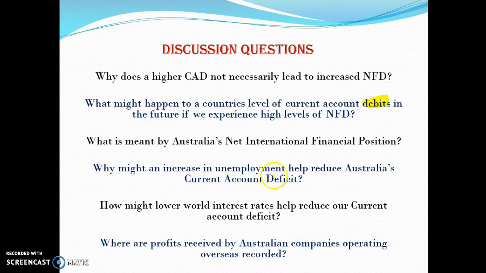Why might an increase in the unemployment rate help reduce Australia's current account deficit? Because we might import less, and it could also mean that wages go down. Why might lower world interest rates help reduce our current account deficit? Because we'll be paying less interest in our net primary income account, and therefore that can help to reduce the amount of interest we have to pay on our debt. Where are profits received by Australian companies operating overseas recorded? That would be recorded in the net primary income account of the CAT.